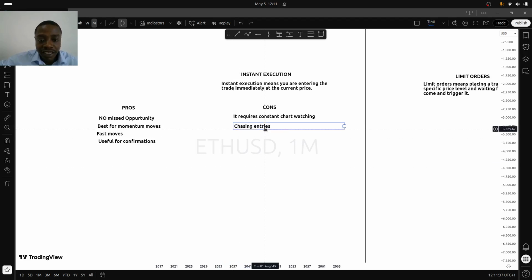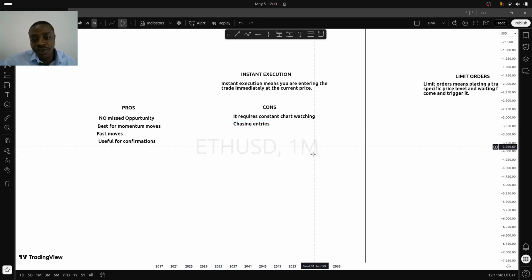A lot of traders chase entries because of this whole instant execution. They end up chasing entries, over trading, placing trade after trade, and a whole lot of things, all because of all the fast movement that is going on, right? So this is another con. Believe me, I'm saying this from experience. So you start chasing entries, right?